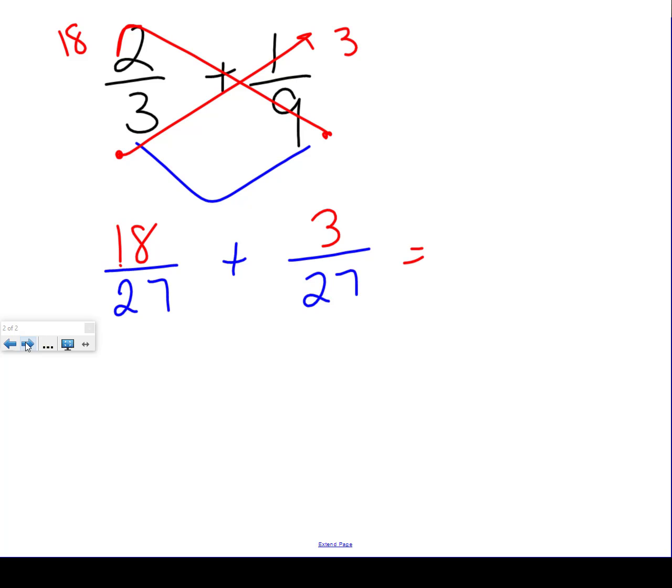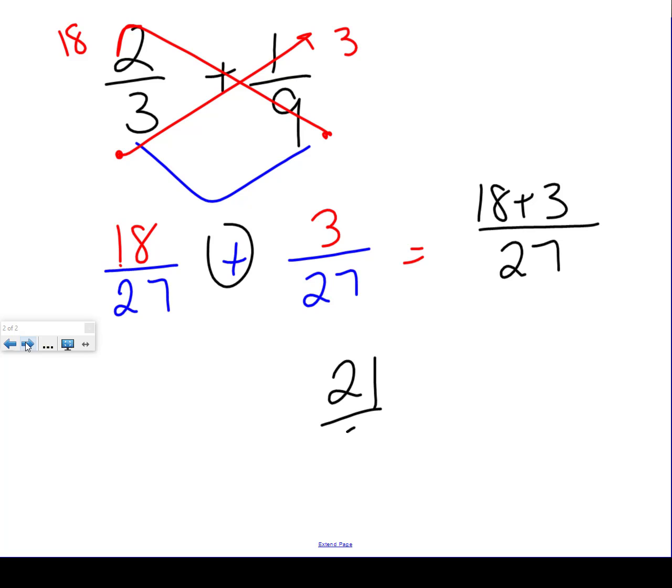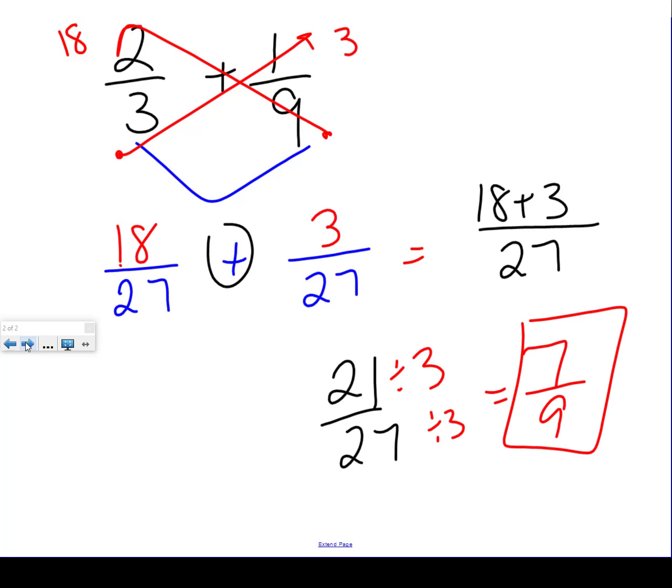I bring over my denominator that matches, and I'm going to add, because it's an addition problem, my numerators together, 18 plus 3, and I get an answer of 21 over 27. I know that this is not in lowest terms, and it can be divided by 3, right? My common factor is 3, and so I end up with 7 over 9, or 7/9, as my final answer. Okay, let's try another one.